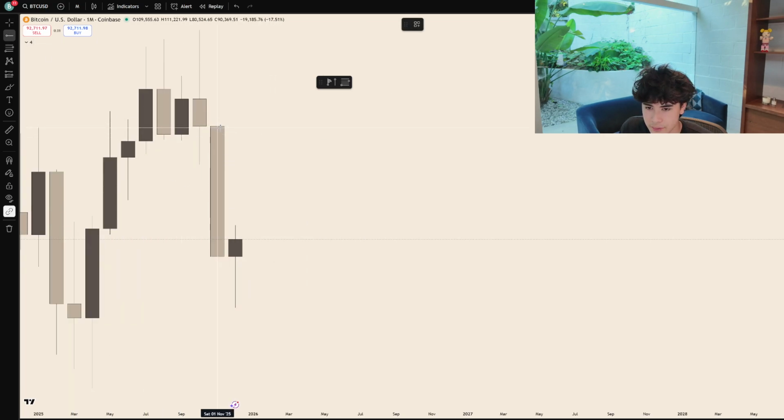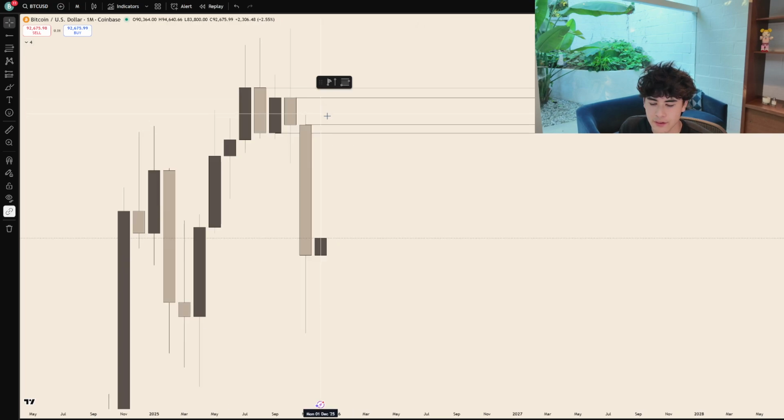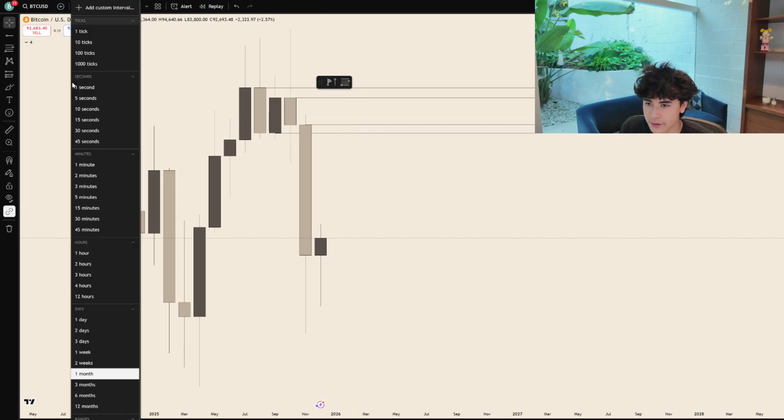So we can mark out this previous month open here, this previous month open here, this previous month open here, and this previous month open here. So as you can see that both of these previous month levels are untapped still. Price has not came up and tapped these. So when price does, you could expect these areas to slow it down a little bit.